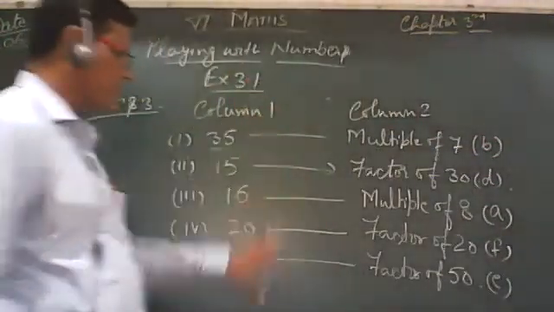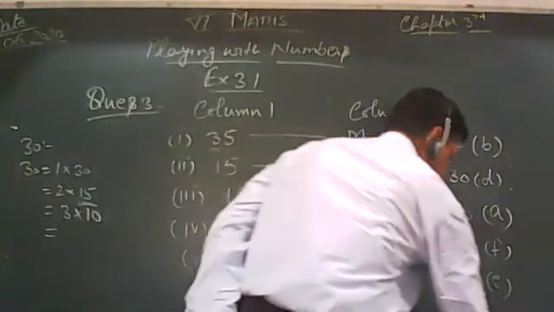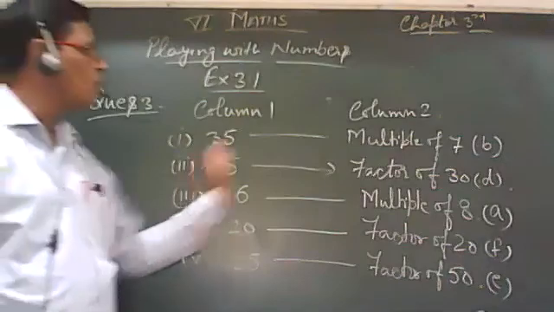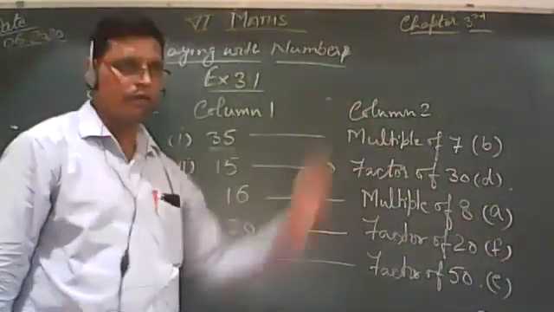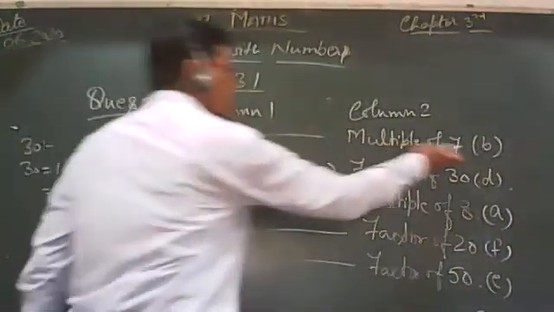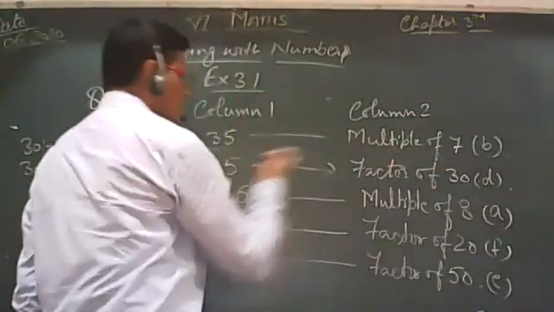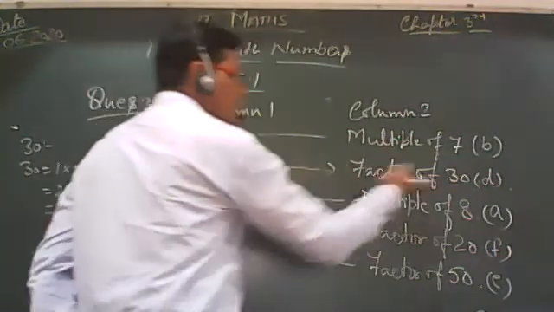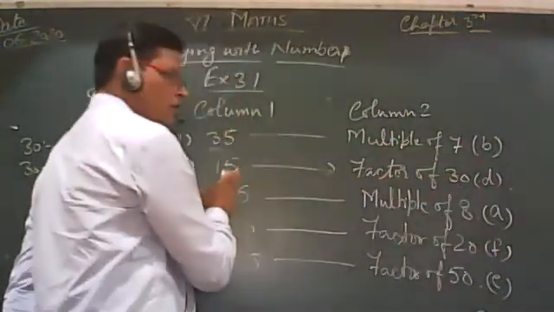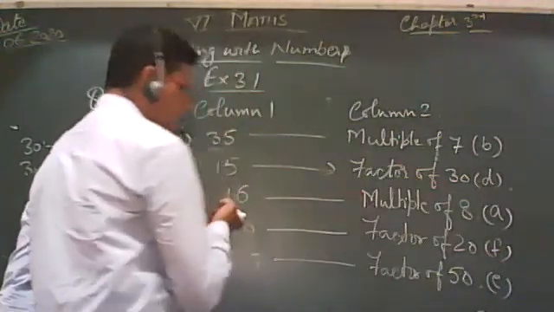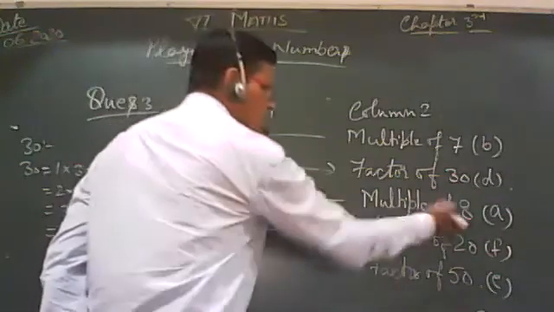And that is our answer. We match all the numbers of column first to column second. 35 is a multiple of 7, because 7 5s are 35. 15 is a factor of 30, because 30 is exactly divisible by 15. Similarly, 16 is a multiple of 8.